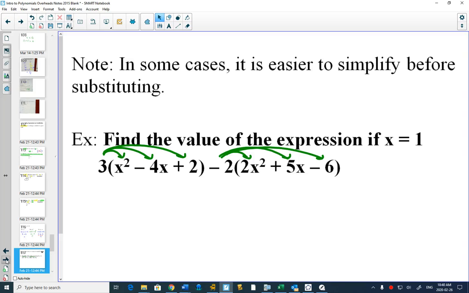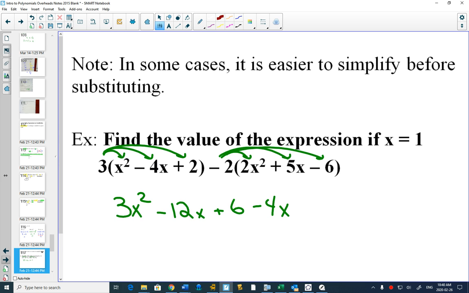So this is what it would look like. If I distributed, I'm going to get 3x squared, 3 times negative 4 is minus 12x, 3 times 2 is plus 6, negative 2 times negative 2 is negative 4x squared, negative 2 times 5 is negative 10x, and negative 2 times negative 12 is plus 12.